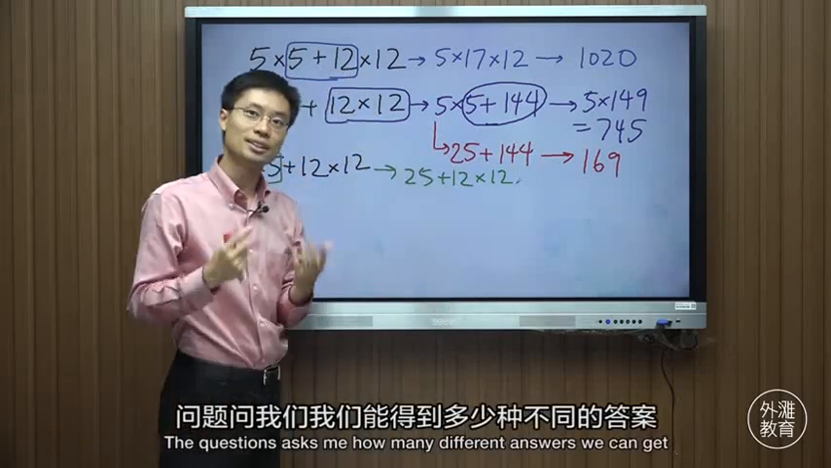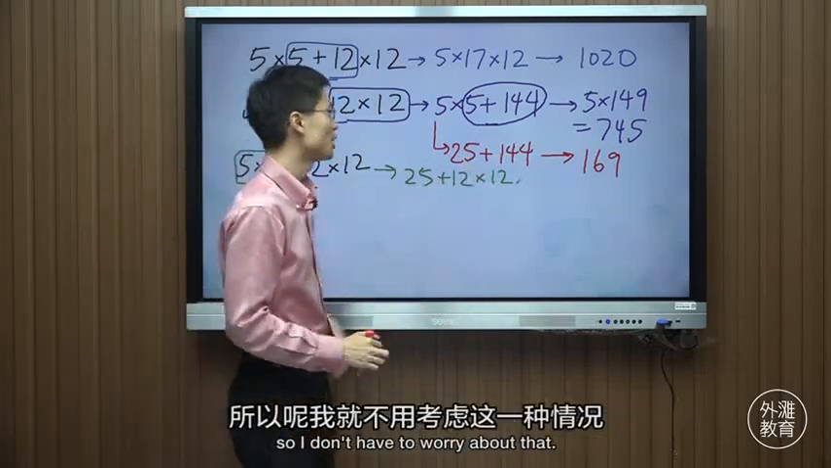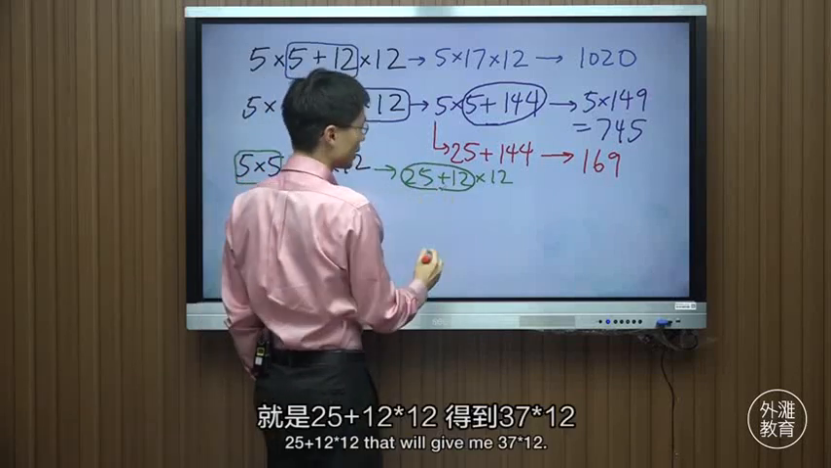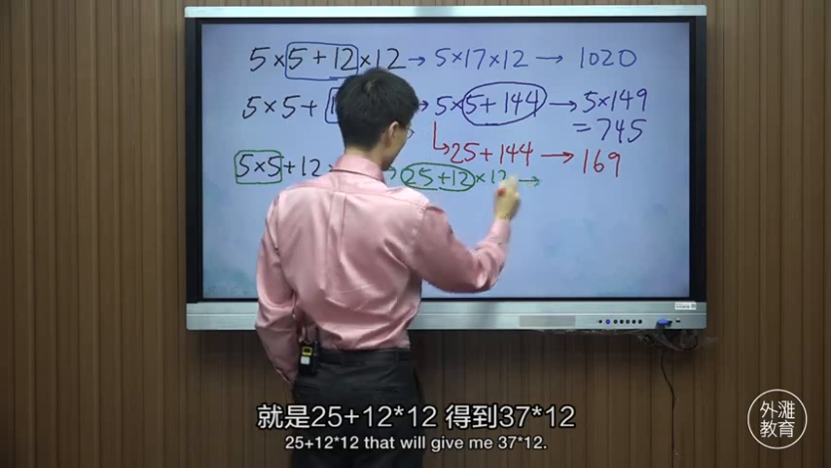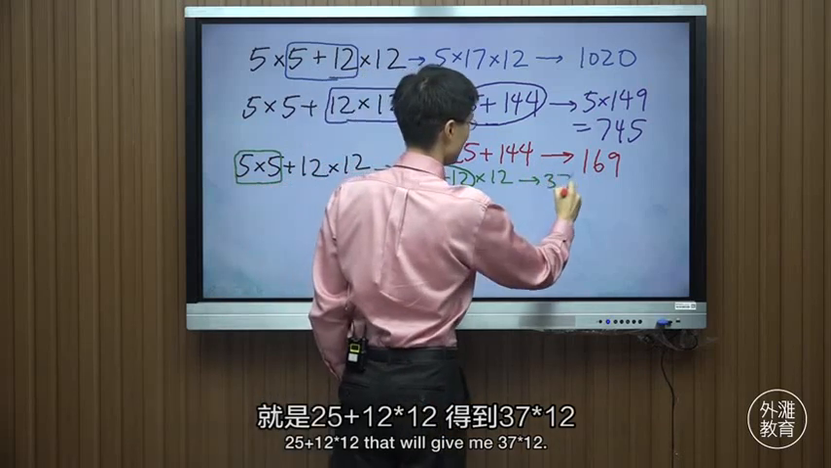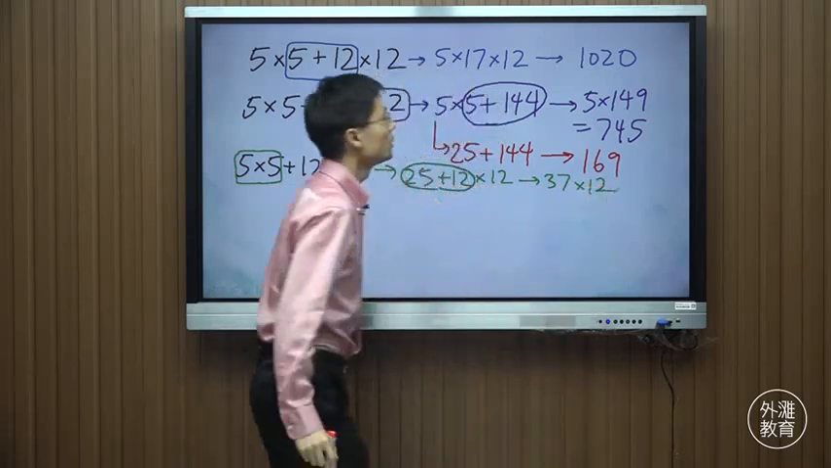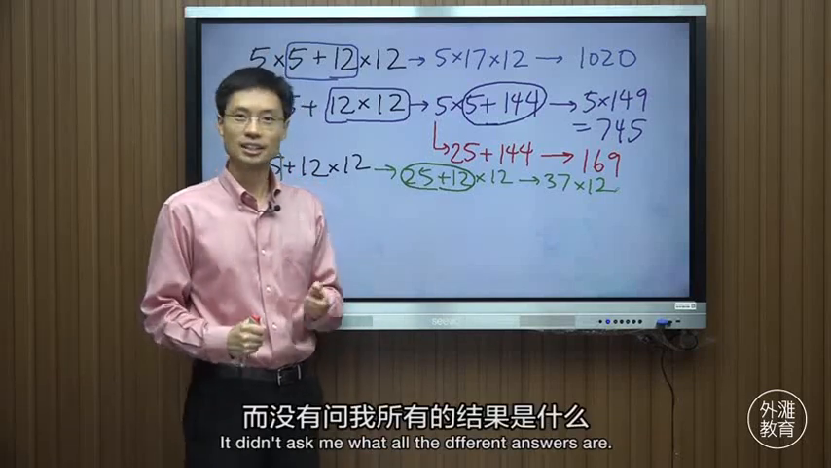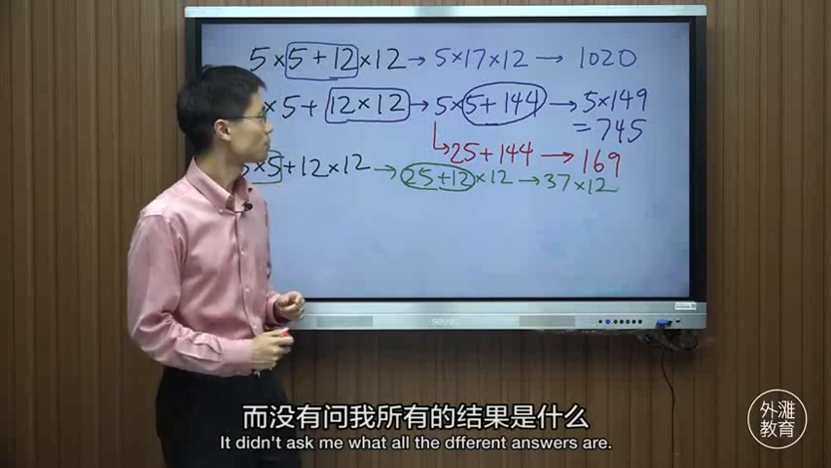And the question asked how many different answers we can get, so I don't have to worry about that. So we only have to worry about this one. 25 plus 12 times 12, that would give me 37 times 12. The question asked me how many different answers I can have. It didn't ask me what all the answers are.